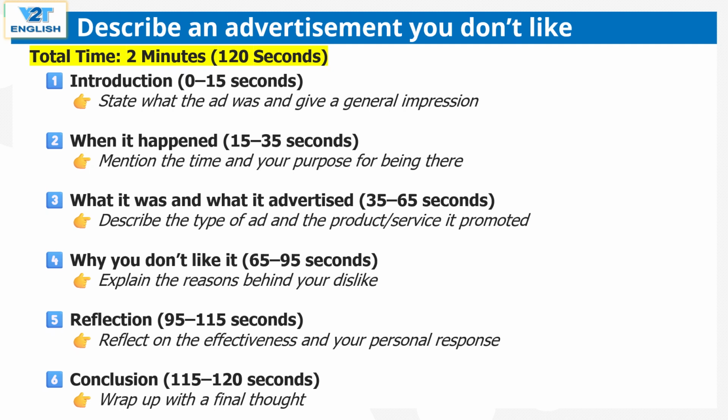3. What it was and what it advertised, 35 to 65 seconds. Describe the type of ad and the product/service it promoted. 4. Why you don't like it, 65 to 95 seconds. Explain the reasons behind your dislike.